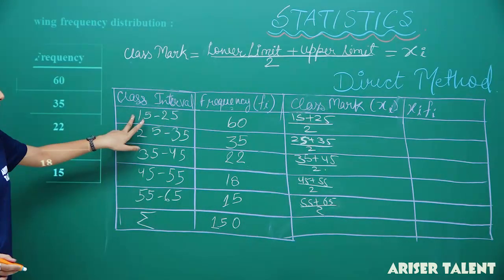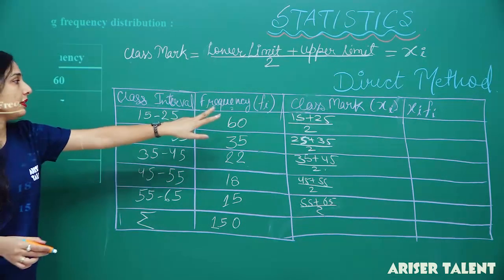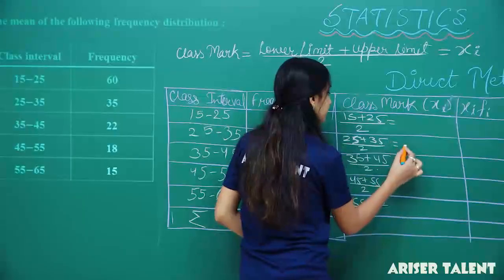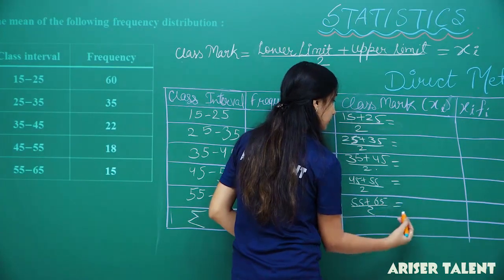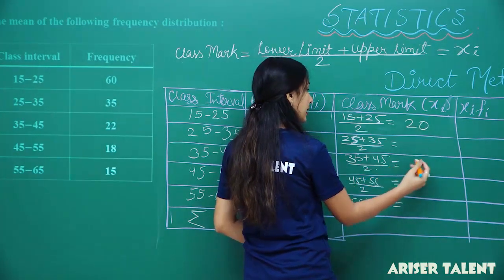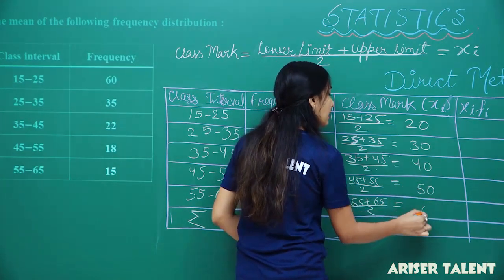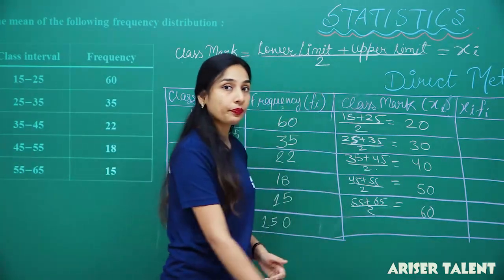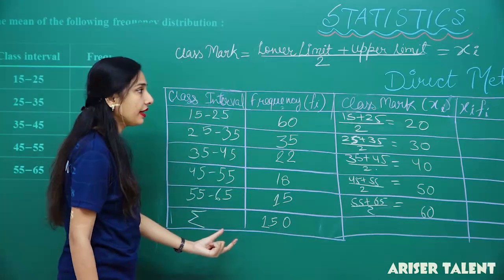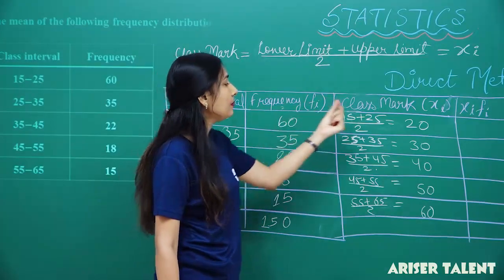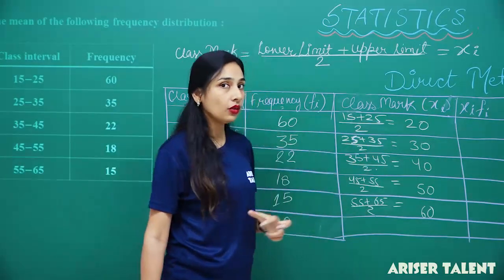Right, so this is lower limit plus upper limit by 2 in all these. Now this will be equals to 20, then 30, then 40, then 50, and then the last one is 60. Now I'm having this fi and I'm having this xi. So what do I have to do? Just multiply this to this and write it over there.